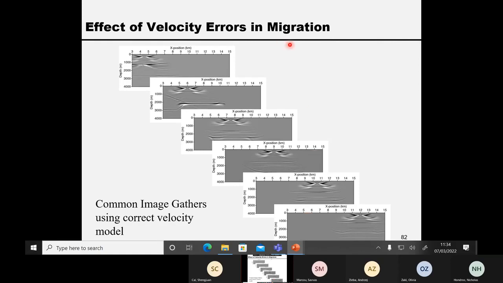But if there's no velocity error, you can see flat events. Here you also have a structure, flat events. And then you sum all the images together, you get a good result.